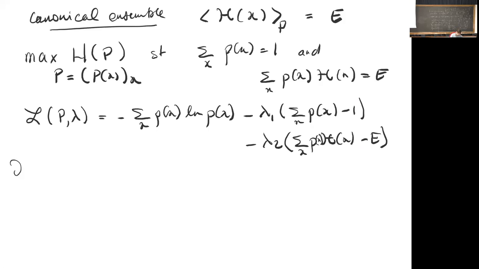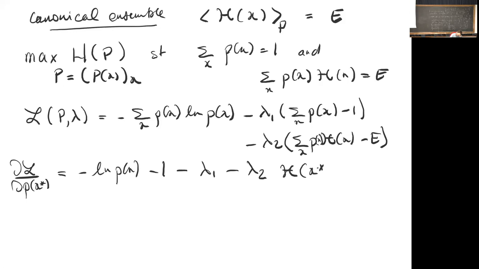So now I take a partial derivative with one given parameter, which is the probability of x star, for example. And I obtain, as before, minus log px minus 1 minus lambda 1, minus lambda 2 h of x star. Do you agree? Equal to 0.